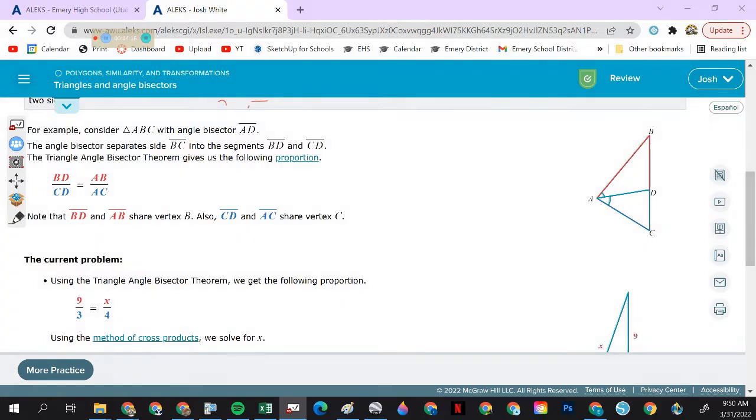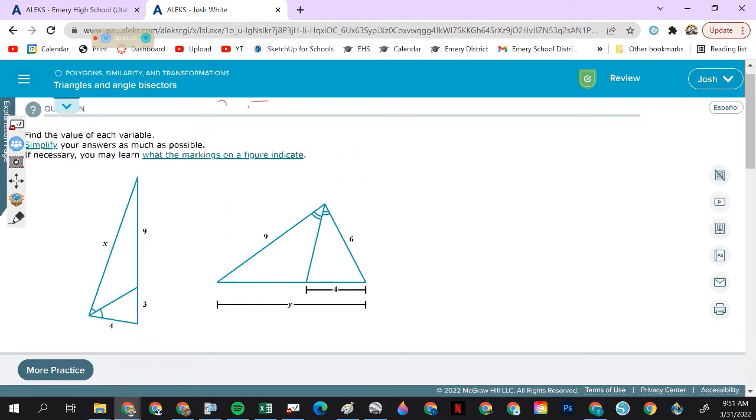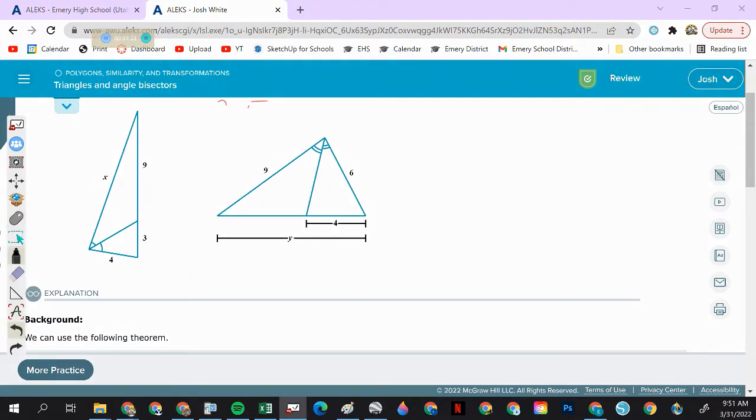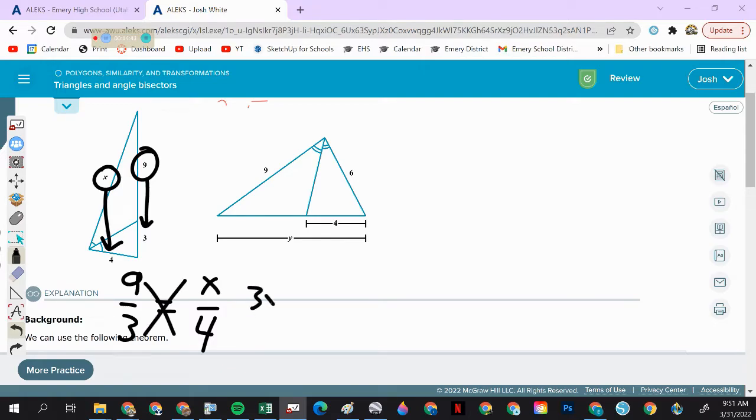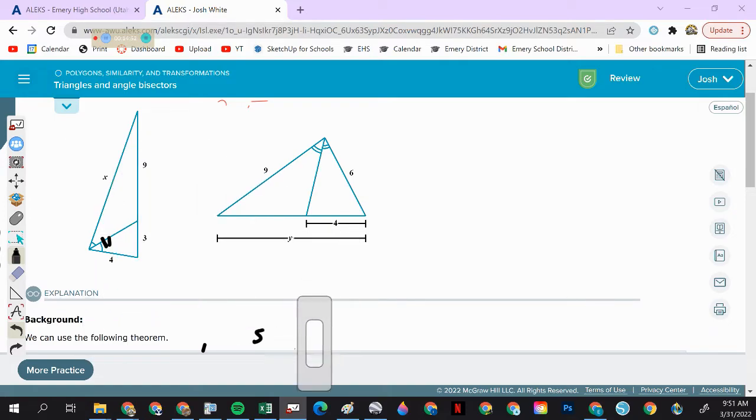Okay? So how do we use that? So we take this divided by that, and it is equivalent to this divided by that. So 9 over 3 is equal to x over 4. Then we cross multiply. 3x equals 36. Divide by 3, x is 12. Okay, now you have to be a little bit careful in this second one.